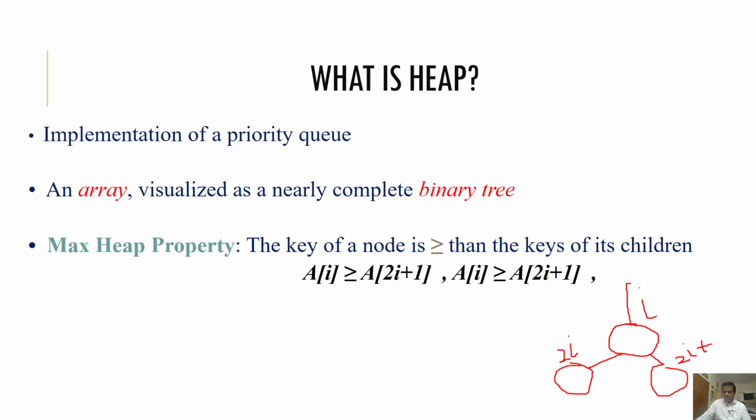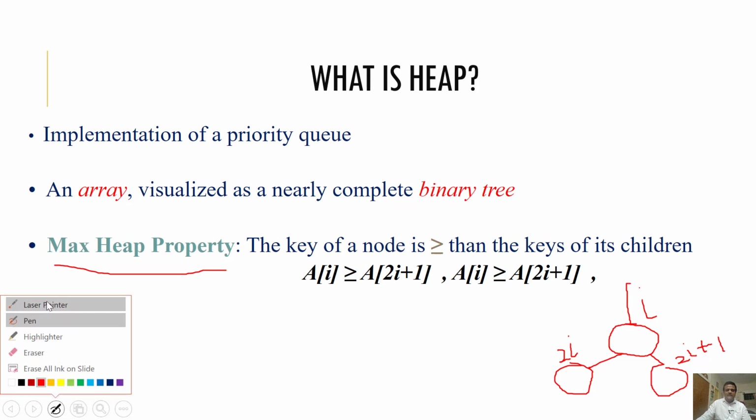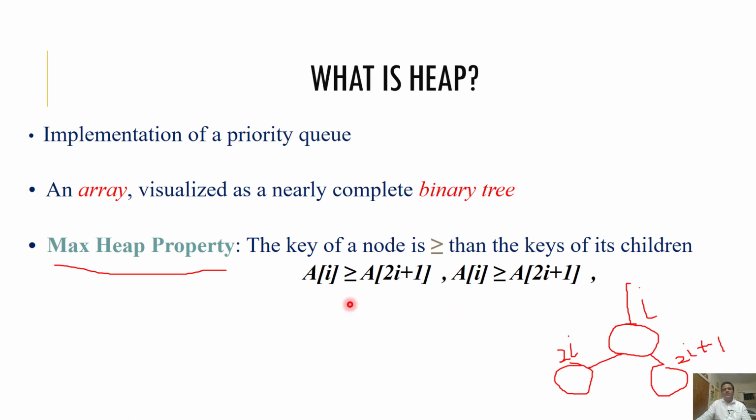a2i and a2i plus 1. These are the children. For a max-heap, we say an array is a max-heap if every node is greater than its children, if this is true for all i. Starting from the root to the leaf, leaves have no children, so we do not need to bother with them, but above that we need to check this property: every node is greater than its children.